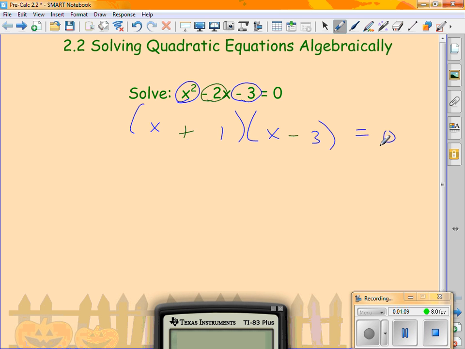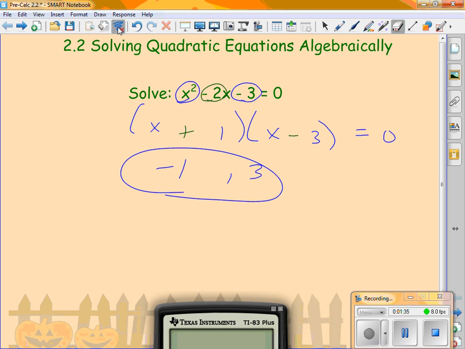We're trying to solve it equal to 0. If one of these is 0, the whole thing is 0. So what plus 1 is equal to 0? Negative 1. What minus 3 is 0? 3. My zeros are negative 1 and positive 3. That's one way.